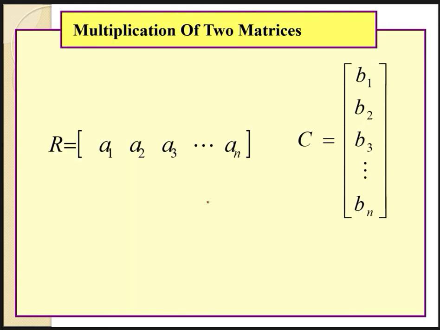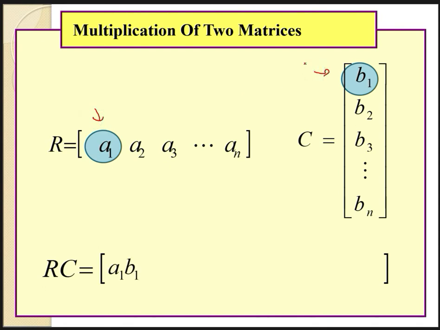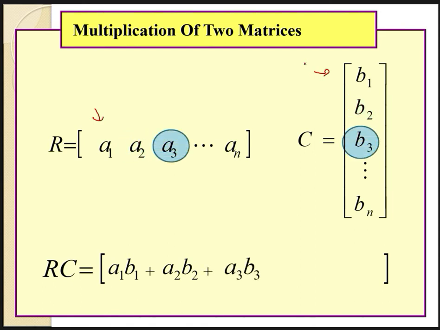How to multiply two matrices? You just multiply the elements together from the first row and the first column, and then you add it up with the other element. You have to do this one by one. Let's look at this example.